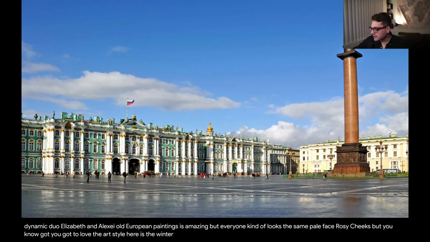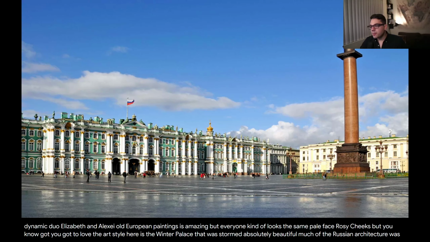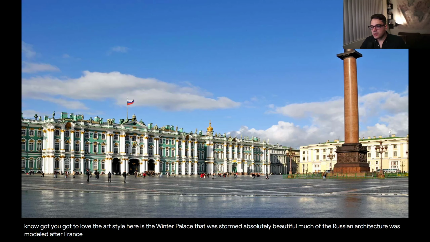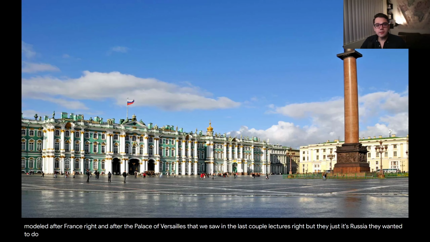Here's the Winter Palace that was stormed. Absolutely beautiful. Much of the Russian architecture was modeled after France, right? And after the Palace of Versailles that we saw in the last couple lectures, right? But it's Russia. They wanted to do it bigger and better and covered in gold. So, definitely on the bucket list for places to go.